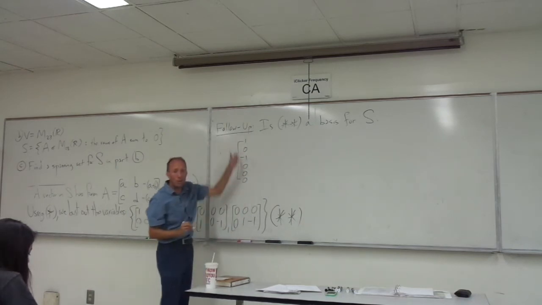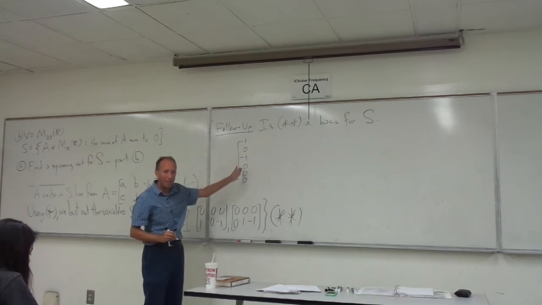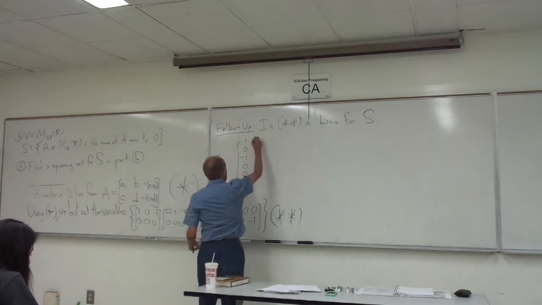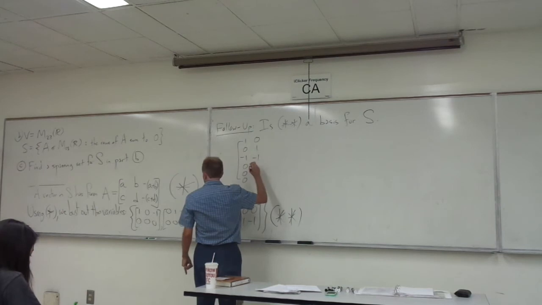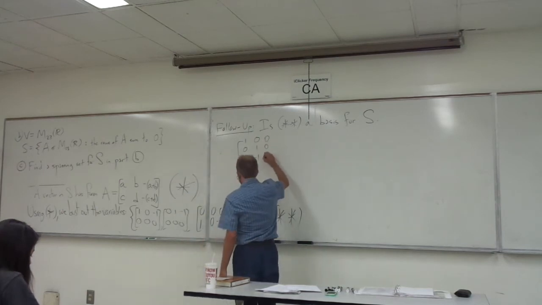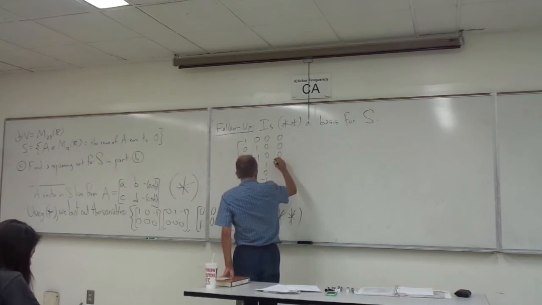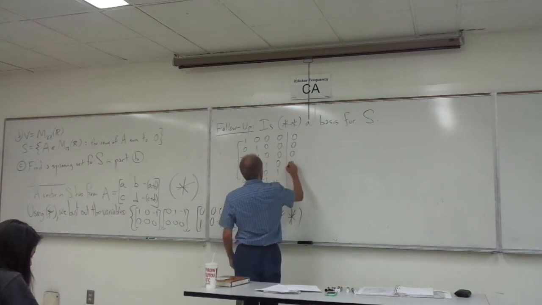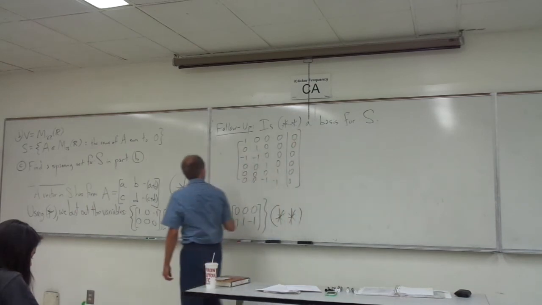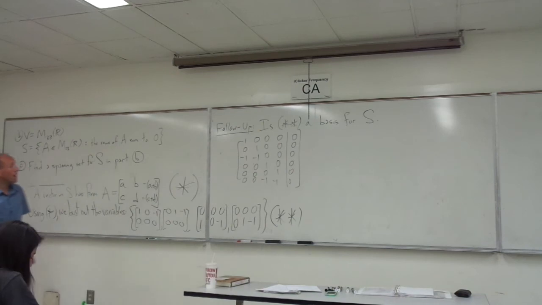So a single matrix gets put into that column. The second matrix would be 0, 1, negative 1, 0, 0, 0. The third one would be 0, 0, 0, 1, 0, negative 1. The fourth one would be 0, 0, 0, 0, 1, negative 1, and then I would augment that with all zeros. This would be your matrix that you have to row reduce. Okay?